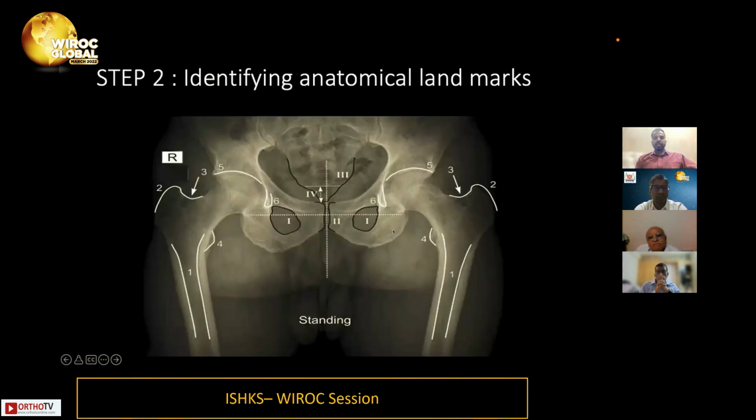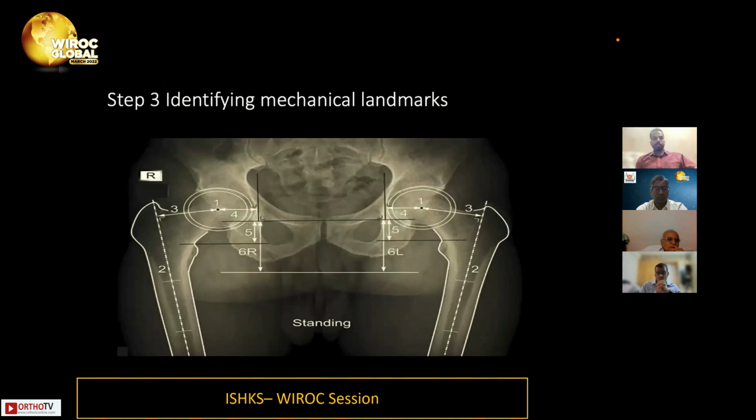We must identify the radiological anatomical landmarks like the teardrop, the hip center of rotation, the sourcil, the lesser trochanter width, and the canal dimension, to look specifically at what type of Dorr classification this canal belongs to. Once we identify the anatomic landmarks, we must look at the mechanical landmarks. Typically, in the conventional thought process, it was the offset on the femoral side and on the acetabular side, referred to as femoral offset and acetabular offset, the neck length, and similarly the center of rotation of the femur and acetabulum.